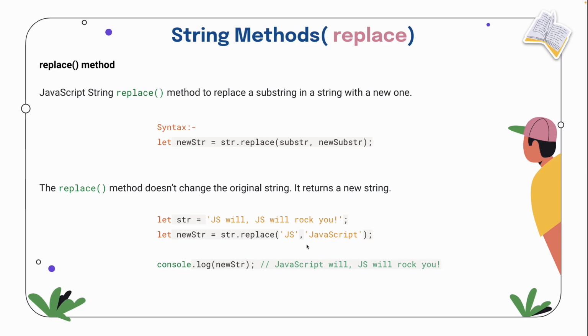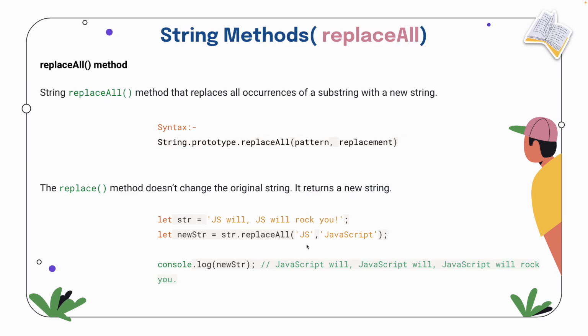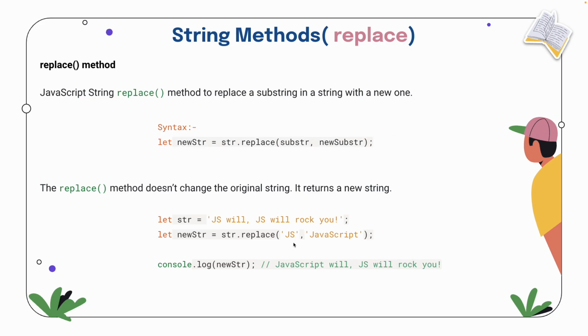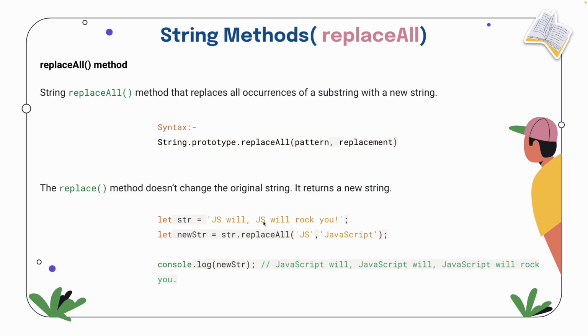Okay, so next is replaceAll. Previously replace only handled the first matching, but if you write replaceAll, it will replace everywhere. Wherever it finds JS, it will replace. So you see, in this string there are two places with JS, so it will replace both with JavaScript, right? See, JavaScript will, JavaScript rocks. Okay, so that's how replaceAll works.